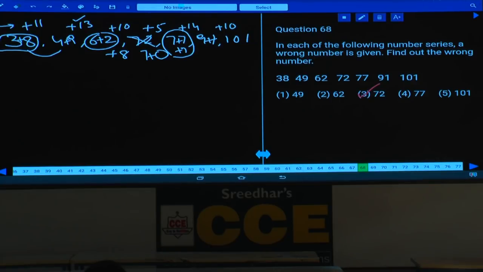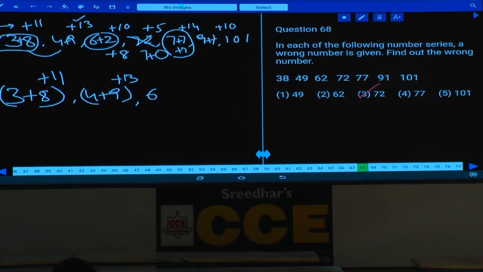Sum of the digits in the number is added to the number. Now 38, 3 plus 8 is 11, hence 38 plus 11 is 49. Now in 49, 4 plus 9 is 13, 49 plus 13 is how much? 62. Now in 62, 6 plus 2 is how much? 8. 62 plus 8 is 70. Now in 70, 7 plus 0 is 7. Hence it is 77 and so on.